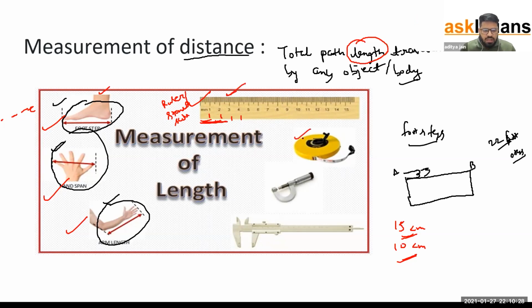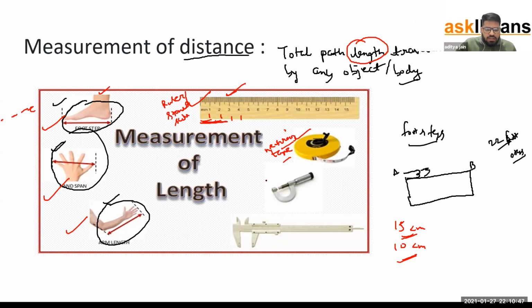The second is the measuring tape. This is again a standard device to measure length, in which you stretch the tape outside and measure whichever length you are interested in.